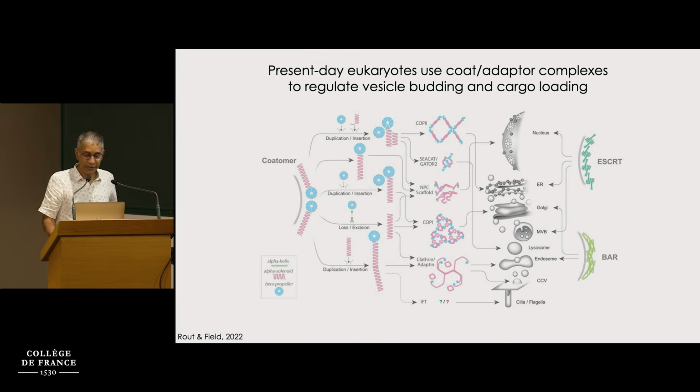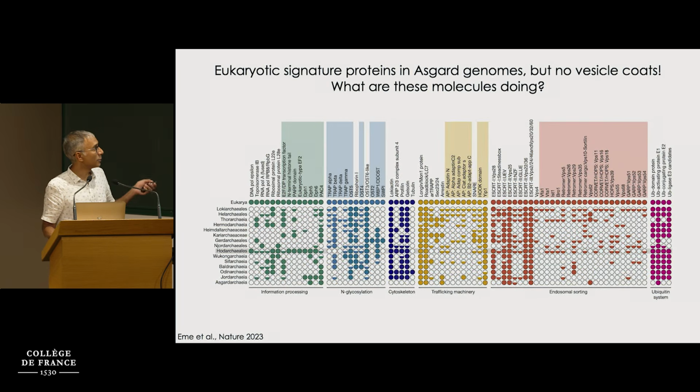However, since we're interested in membrane traffic, one of the things you learn about eukaryotes is these vesicles that move stuff between different compartments. And that vesicle trafficking machinery turns out to depend on very stereotypical protein scaffolds like COP and clathrin and so on, which the Asgard archaea totally lack. On the other hand, if you look at all the Asgard genomes, there are a bunch of proteins which they do encode, which, if you just look at an online annotation database, are annotated as trafficking machinery. So if they don't have vesicle coats, what is this trafficking machinery doing?